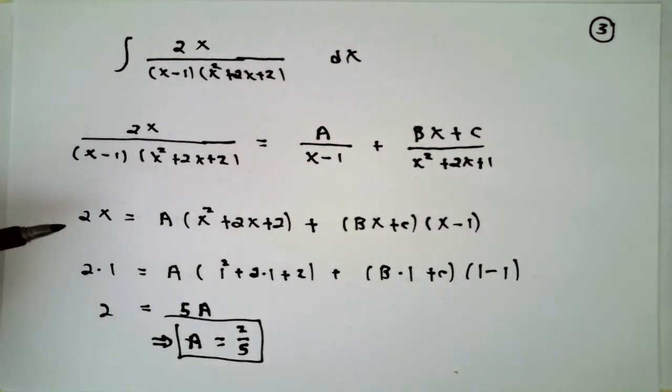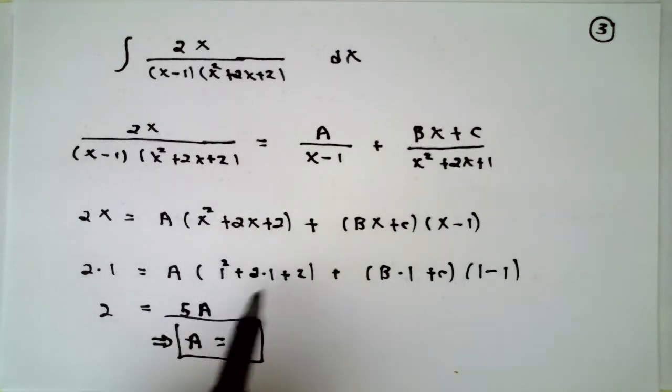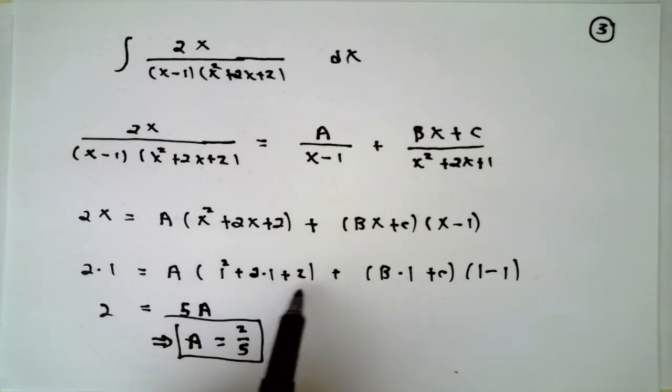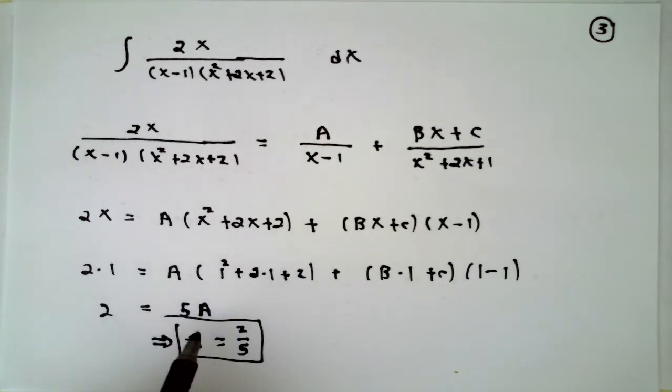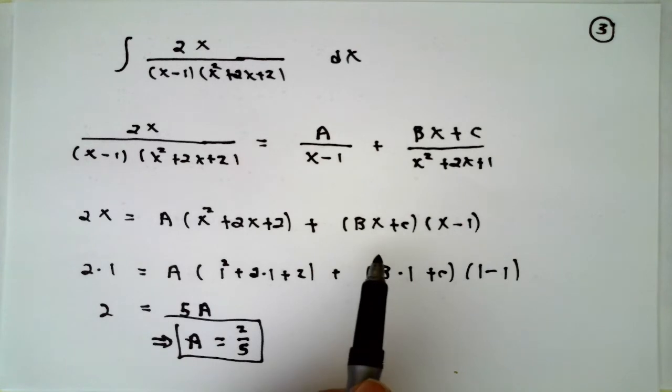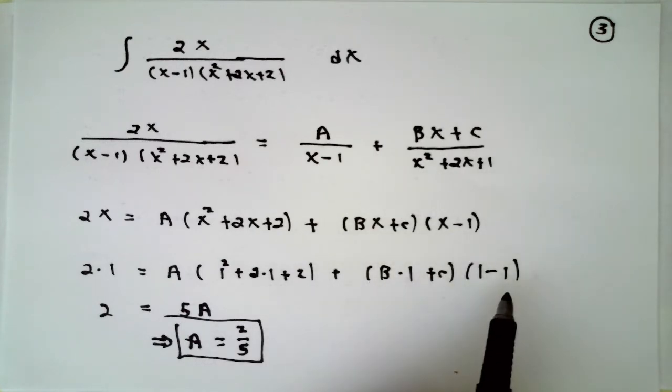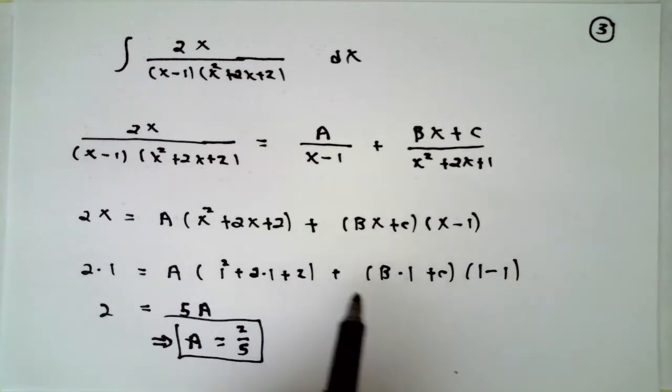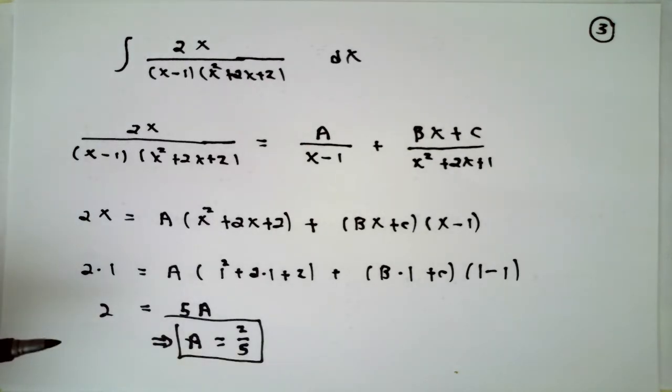If x is 1, 2x is 2 times 1, which is 2. If x is equal to 1, x squared plus 2x plus 2 is 1 squared plus 2 times 1 plus 2, which is 5 times a. The second term is b times 1 plus c, which I have no idea about, but luckily it gets multiplied by 1 minus 1, which is 0. So when x is 1, the second term is not there. This tells me that 2 must equal 5 times a. That says that a is 2/5.